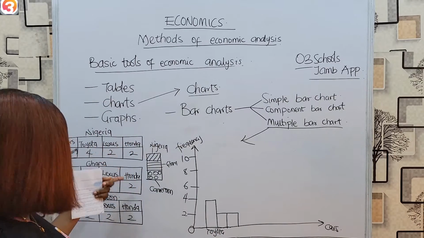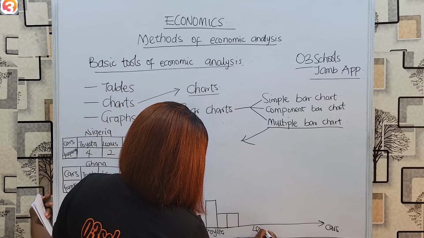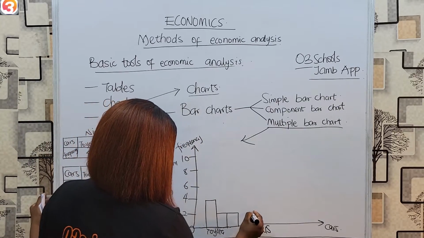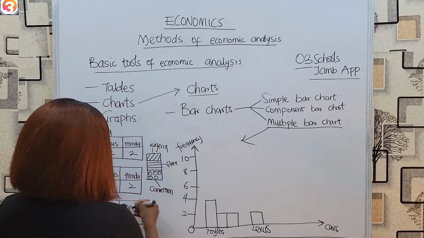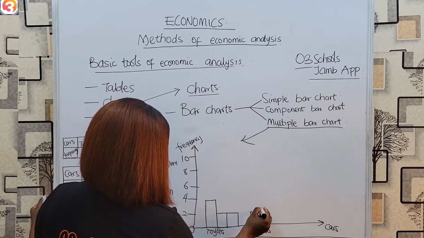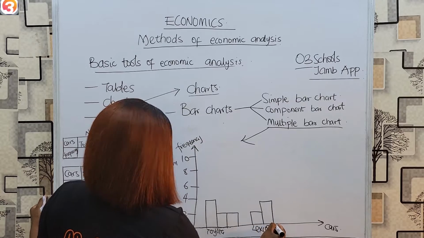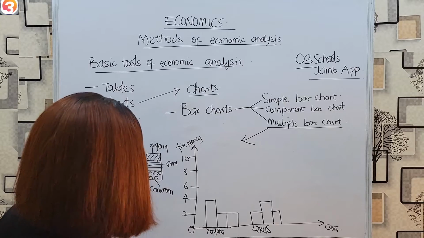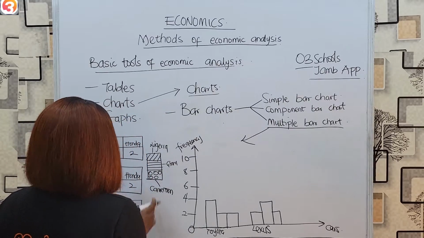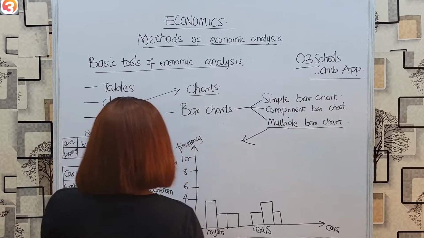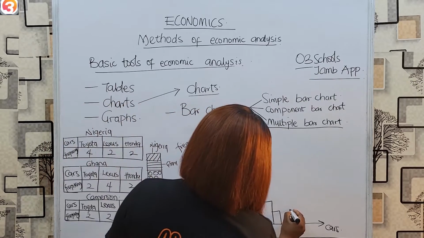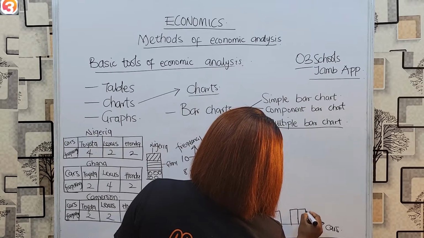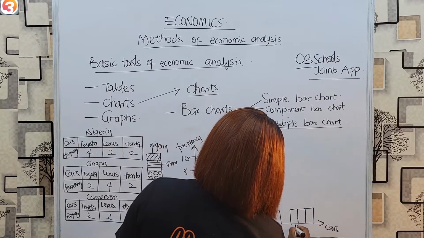Now the next one we're looking at is Lexus. Lexus in Nigeria is 2. Lexus in Ghana is 4. And Lexus in Cameroon is 2. Then the last one we'll look at is Honda. Honda in Nigeria is 2, in Ghana 2, in Cameroon 2.